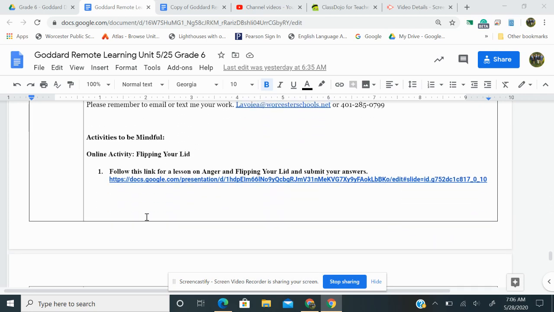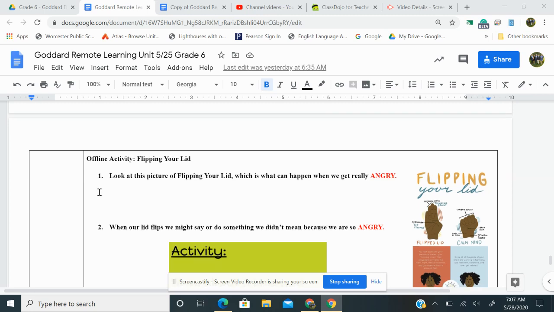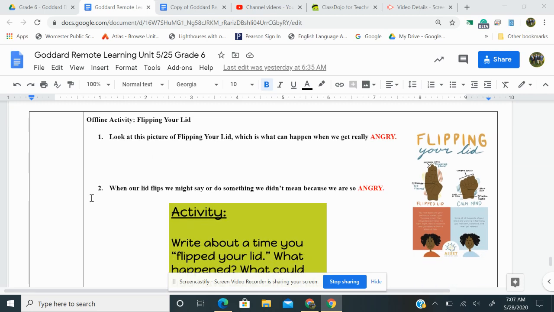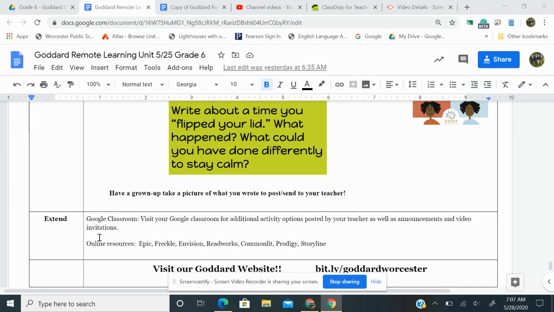And then there's also mindfulness activities. There is an online option if you click on this link here. And there's also an offline activity. It's about flipping your lid. Look at this picture of flipping your lid, which is what can happen when we get really angry. Okay, there's a visual there. When our lid flips, we might say or do something we didn't mean because we are so angry. Here's your activity. Write about a time you flipped your lid. What happened? What could you have done differently to stay calm? Have someone take a picture of what you wrote to post or send it to your teacher.